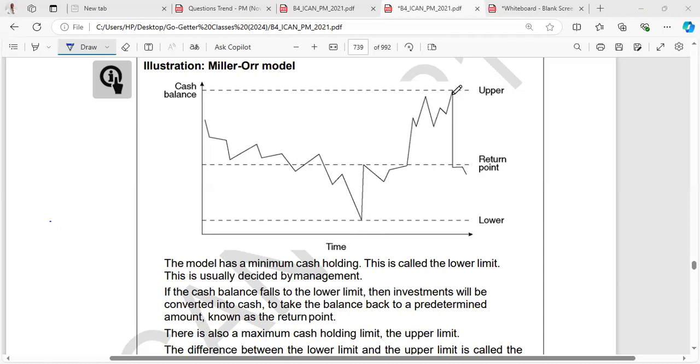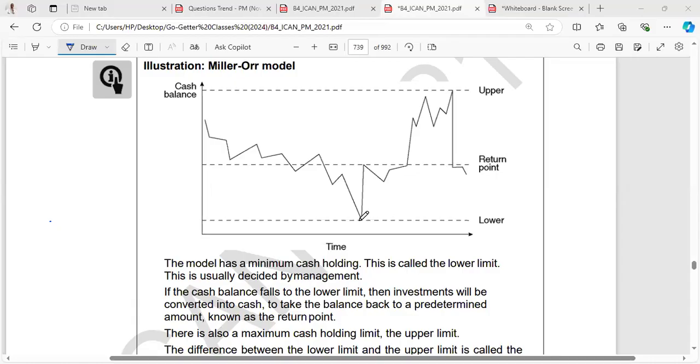The moment it hits the upper limit, another alarm is hit. It is too much. Don't allow it to go higher than that. Invest the remainder. So you take away some cash and bring it to the return point. That's what I call the return point.